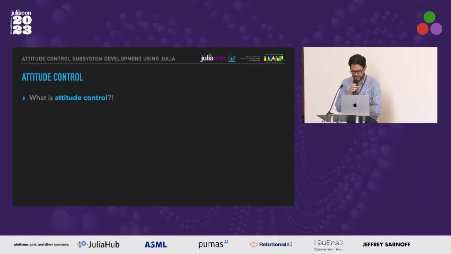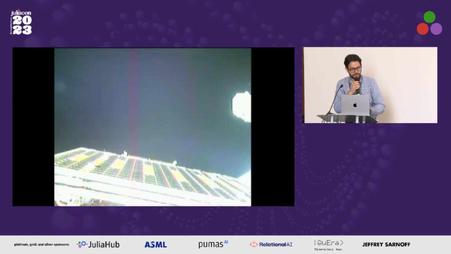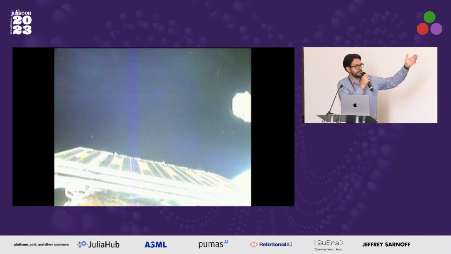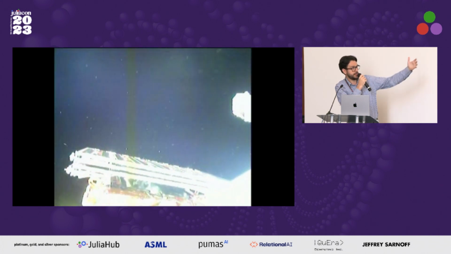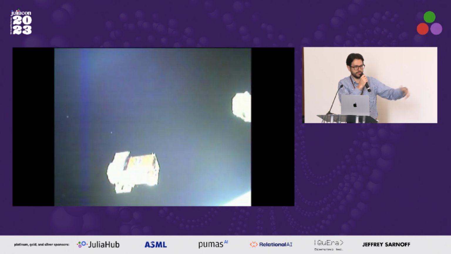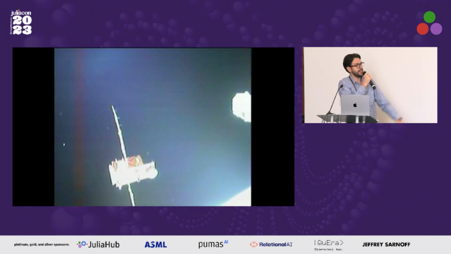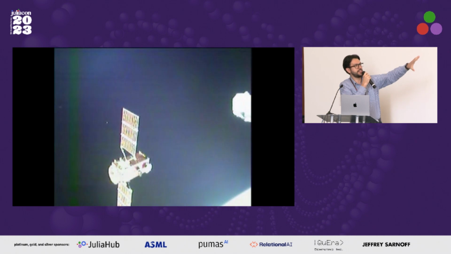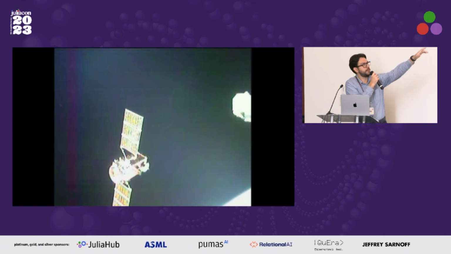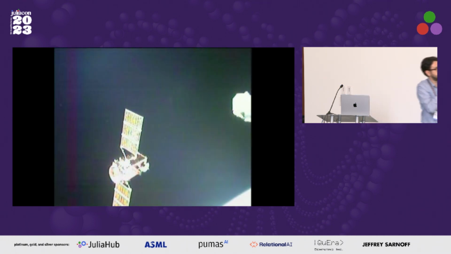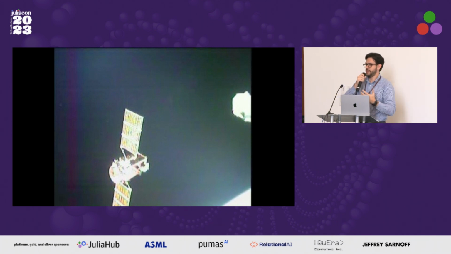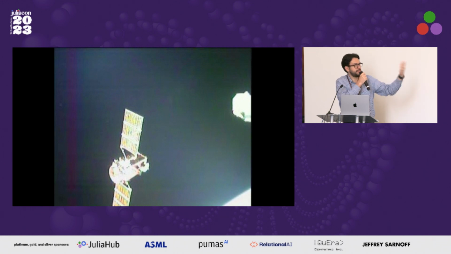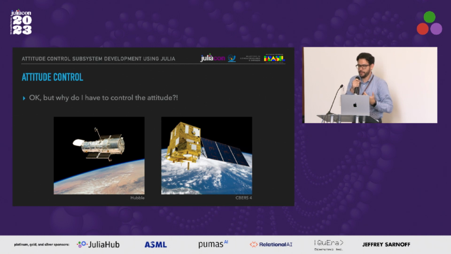For this, I'd like to show some real footage. This was obtained during the injection process of Amazonia 1. The satellite is exiting the launcher, and it starts to do its things, opens the solar panels, and then you see it changing its orientation to point the solar panels towards the sun. This is attitude control. I'm changing the orientation of the satellite to accomplish some tasks. But why do I need to do that?